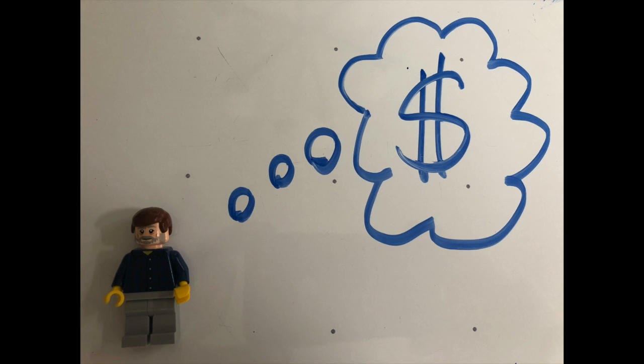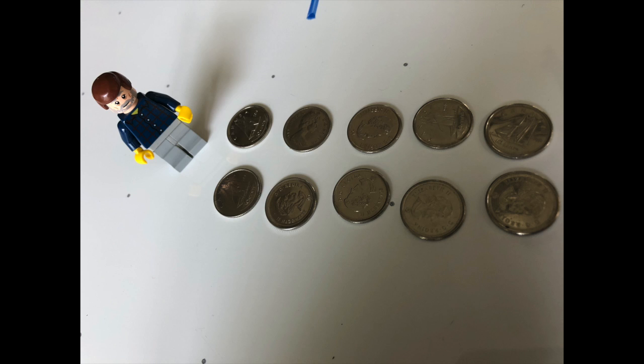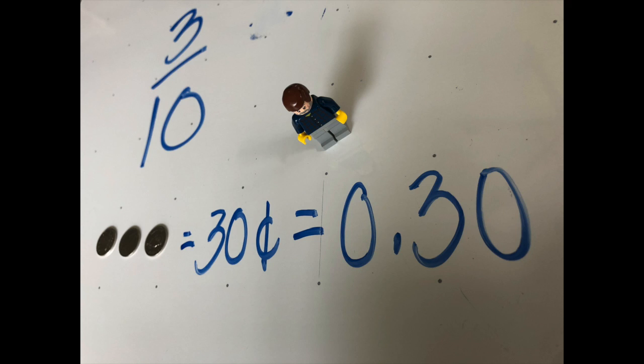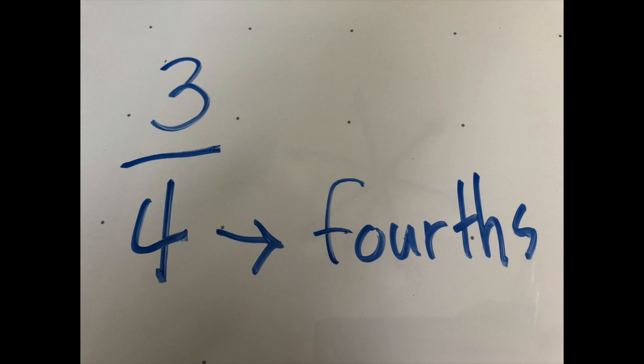Here's an easy way. Think about money. Think about dimes. There's 10 dimes in a dollar. Those are like tenths, aren't they? Yep, that's 10. So if you had 3/10, you would have 3 dimes. 3 dimes is 30 cents. You could write it as 0.30. 3/10 equals 0.3.